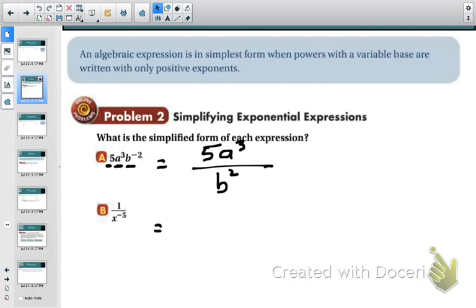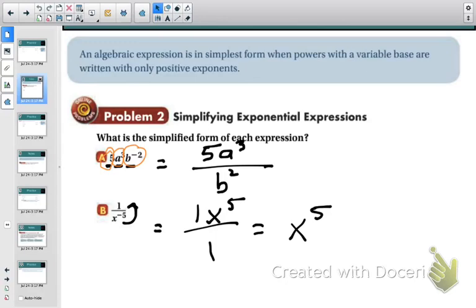This one, the 1 is a positive exponent, so it stays on top. But this x is on the bottom, and it has a negative exponent, so we're going to move it to the top to make it positive. So that becomes 1 times x to the positive 5 on top. Then there's nothing left on the bottom, so we just put a 1 on the bottom. And this is really just the same as x to the 5th. So you're treating each factor, we call these factors because they're multiplied, each factor separately. So the 5, the A, and the B, we treat those all separately.